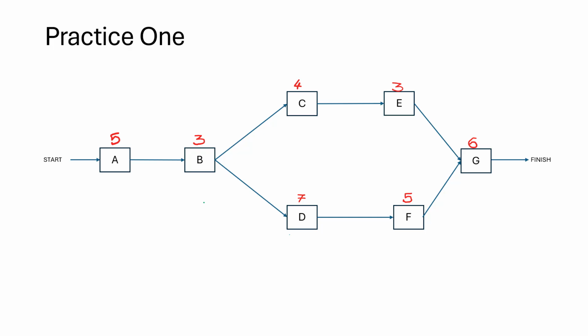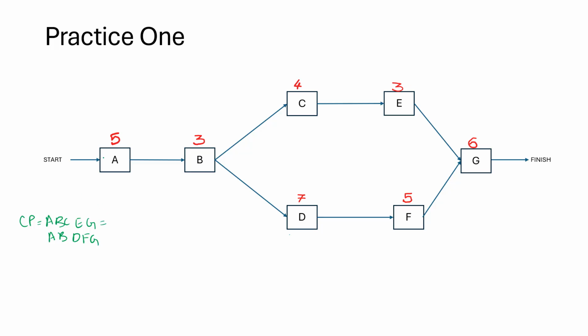Your PMP exam is not going to ask you to do all of this manually anymore. So first step, let us find what is the critical path. Now the critical path, we have 2 paths, that is A, B, C, E and G, and one more path, A, B, D, F and G.